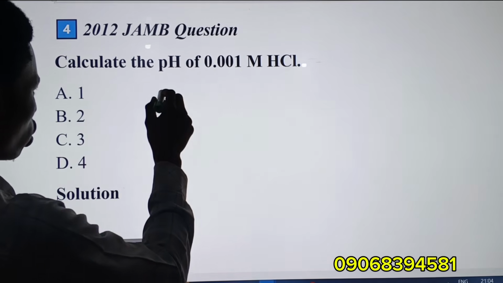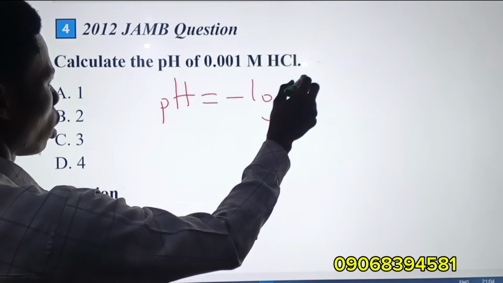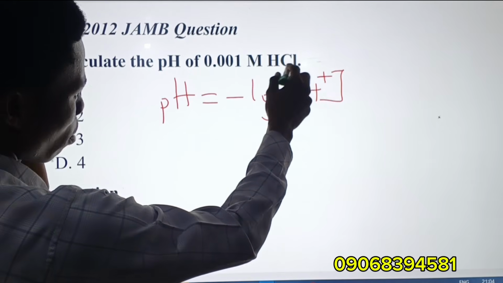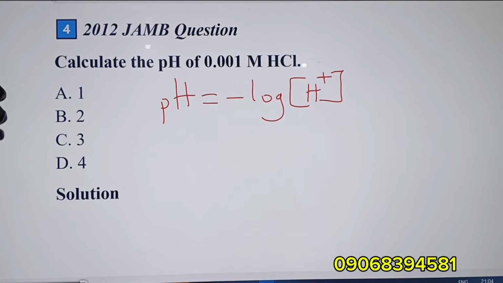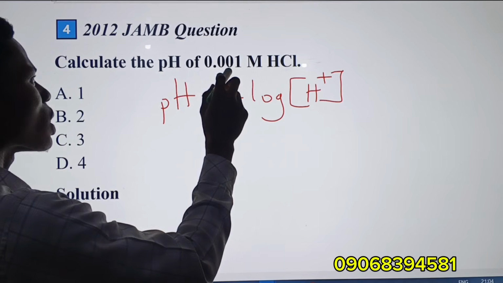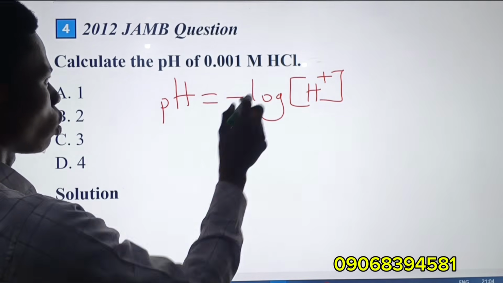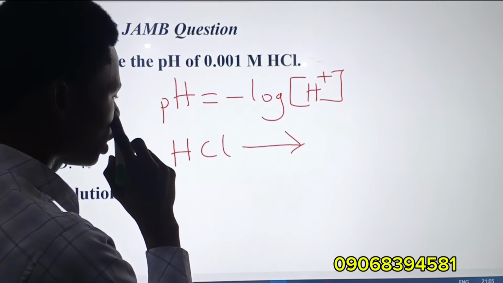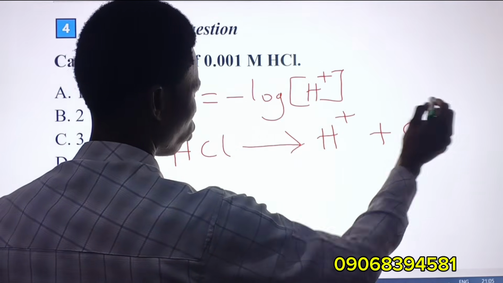They say calculate the pH, and you know the formula for pH is minus log hydrogen ion concentration. Please, if you are writing this bracket, you are using this box to show concentration. So pH is equal to minus log hydrogen ion concentration. Now, they say calculate the pH of 0.001 molar hydrochloric acid. Note that hydrochloric acid is a strong acid. If it ionizes, you have hydrogen ion plus chloride ion, right?